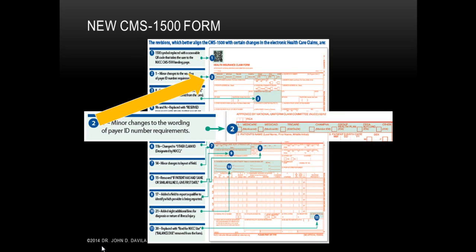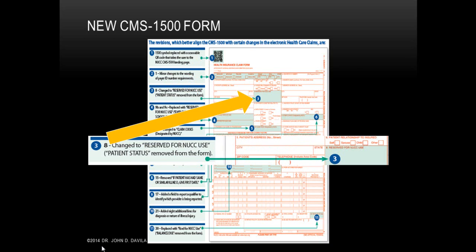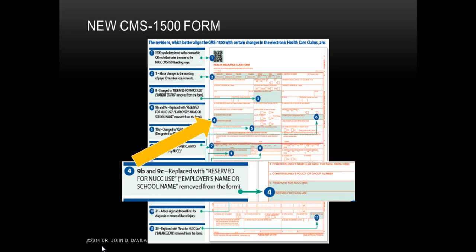Number 2, minor changes to wording and the payer ID number requirements in that blue section at the top of the form. Once again, not really important, but I want you to know it's there. Number 3, change to reserve for NUCC use, moving patient status out of there so it'll be used for something in the future. No big deal to us. And then number 4, reserve for NUCC use again. They removed the employer's name or school name, so you don't need to put that in there anymore. That's been removed from the form. It'll be used for future use, no big deal.